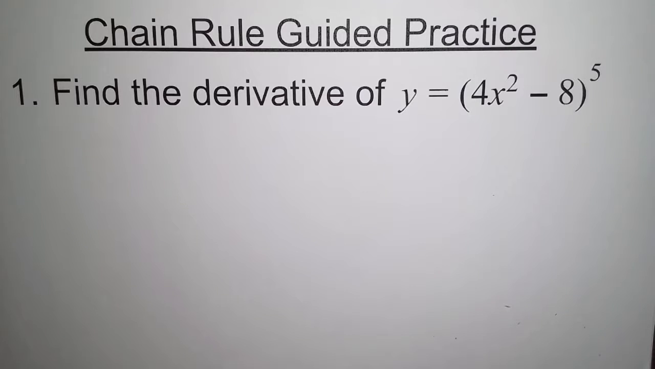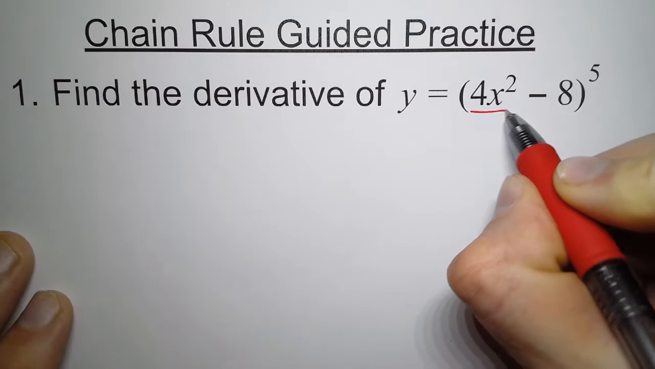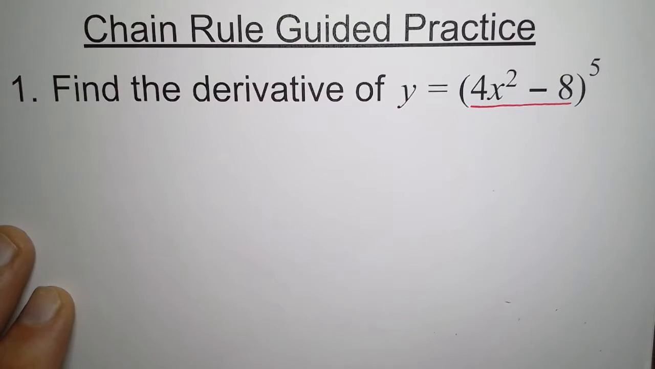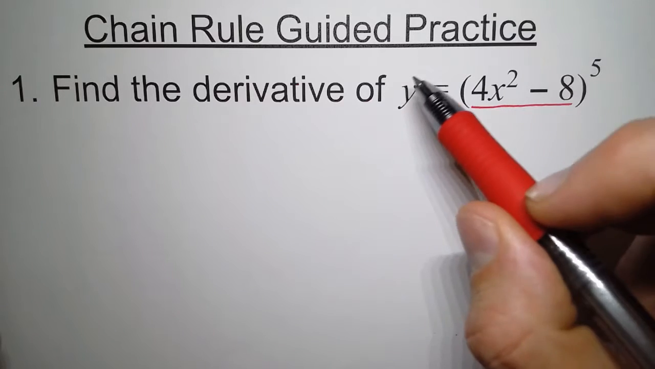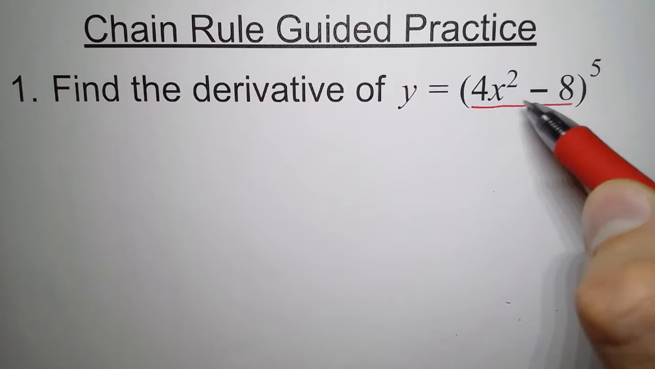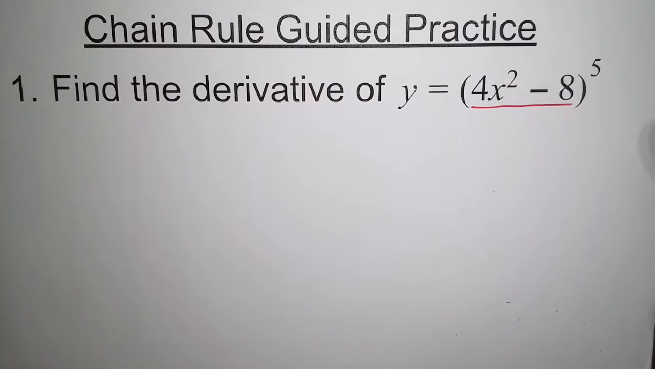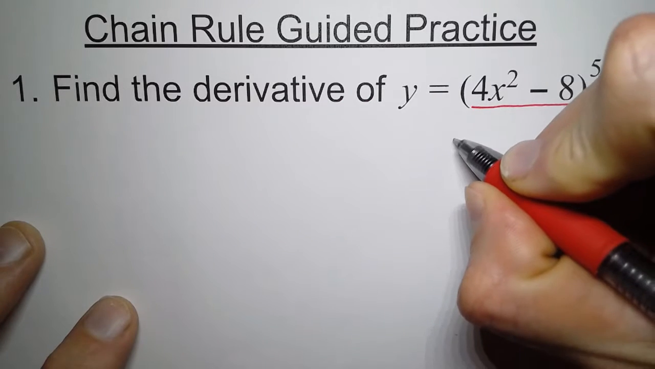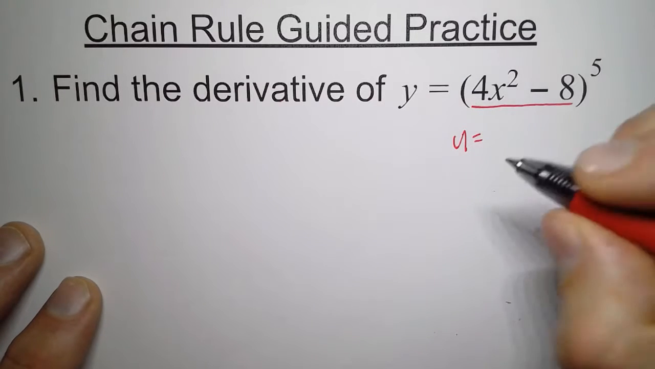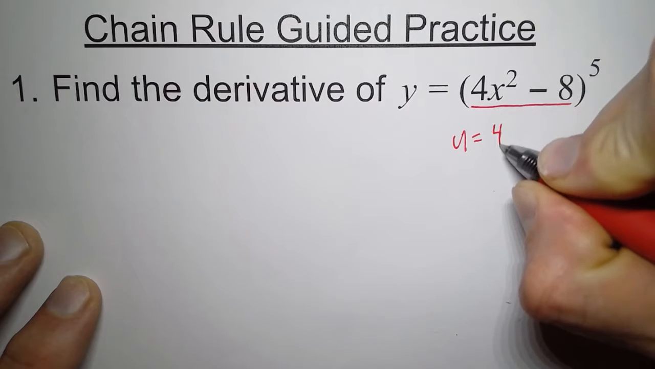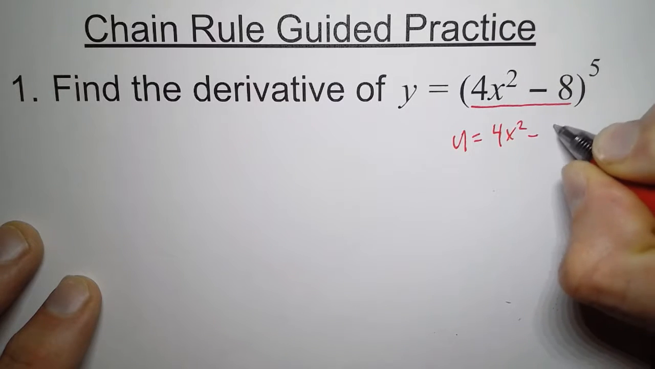Now, what we've got is we have two functions. We have a function on the inside and a function on the outside. So, first let's identify the function on the inside. Here we've got 4x squared minus 8. Now let's call this a separate function by a different name. Y is already in use, can't use that. And x is, in this case, our independent variable. So we'll use the letter u. And u is often used when we're talking about chain rule. Y, it's just the letter we use. So u equals 4x squared minus 8.